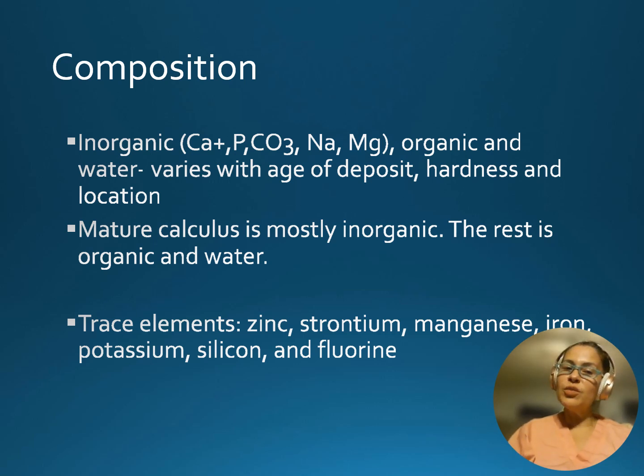We're going to have all kinds of minerals, just like a rock, but the mature calculus is really mostly inorganic. So the older it is, the harder it becomes and the less water. So you will know when you see this older calculus, it's going to feel different and it's going to be way more difficult to remove. The rest is organic and water. We also have trace elements, and we have them right here: zinc, strontium, manganese, iron, potassium, silicon, and fluorine.